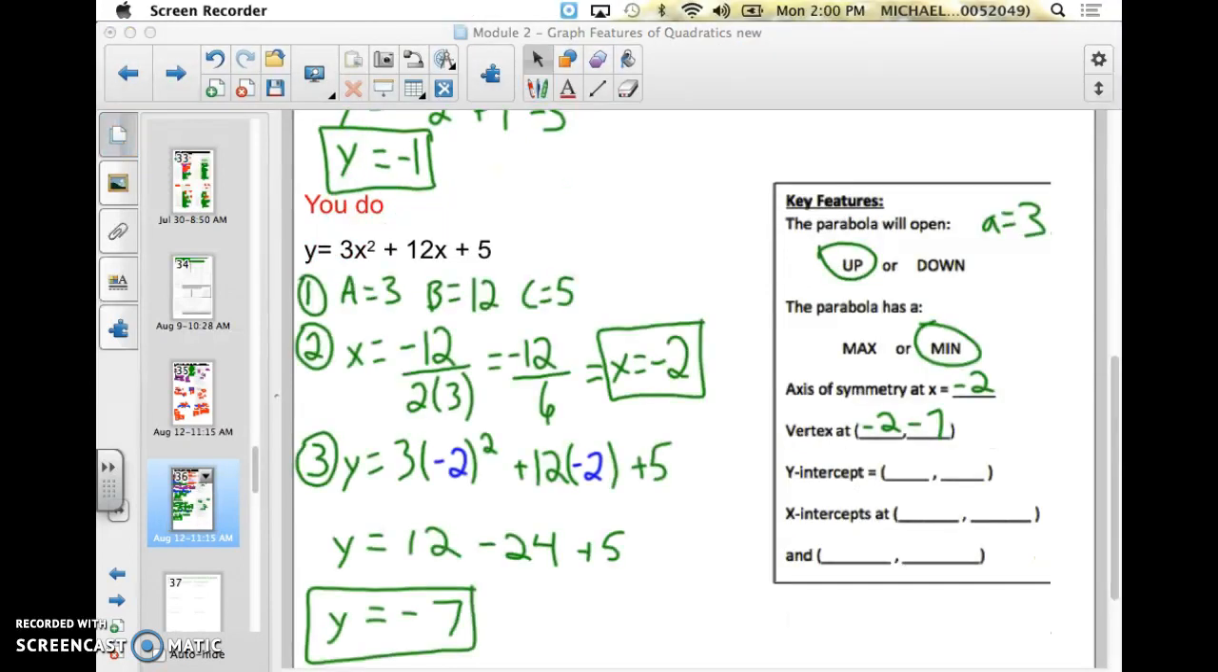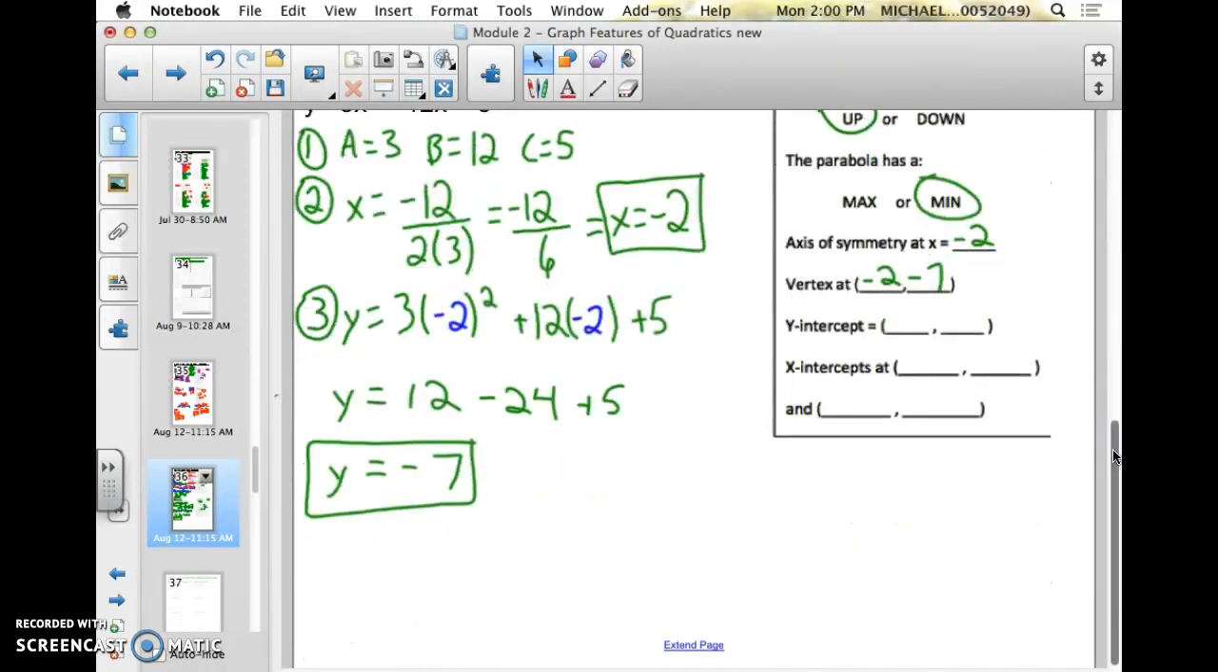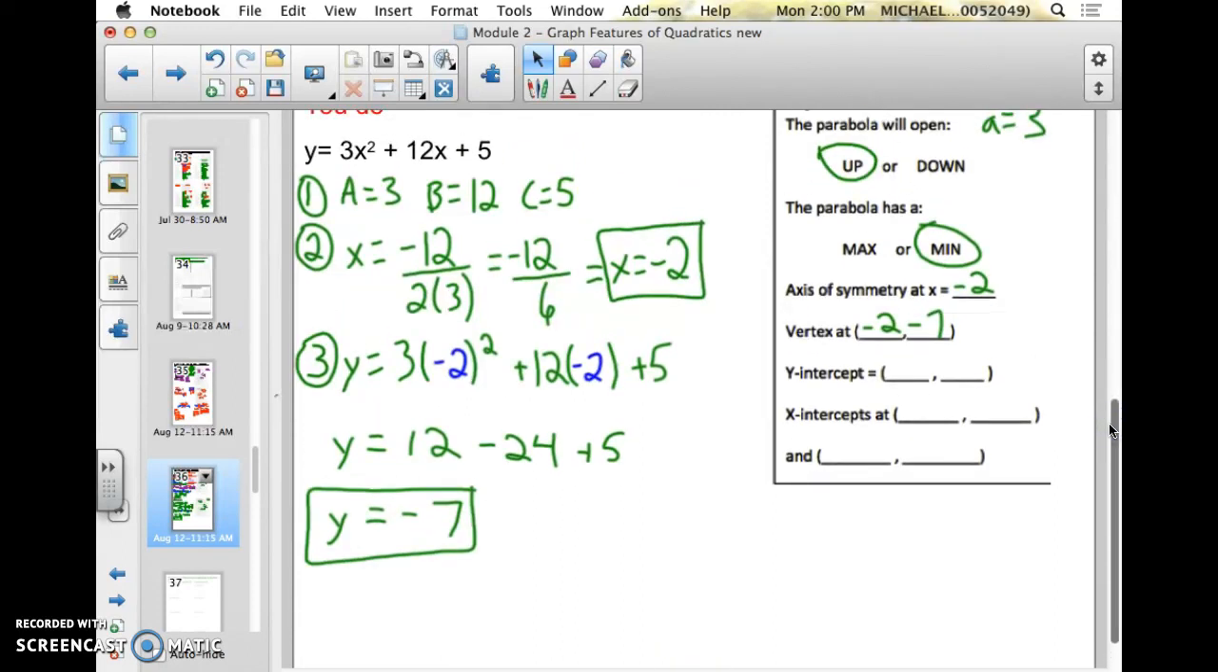Make sure to pause the video and try this example on your own. Please check your work with mine. I've listed out step by step how I've done each step and the math that goes with it. And I would love for you to get in the habit of listing out step by step how you do problems as well. It really helps me to see your thinking through each problem. So given standard form, 3x squared plus 12x plus 5. Step 1, I identified the a, b, and c terms.